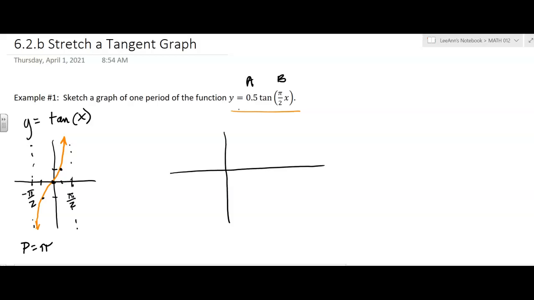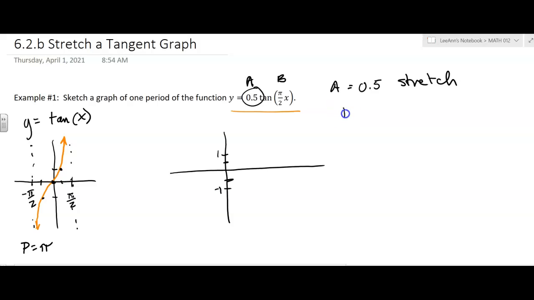Okay. So first let's look at the, not amplitude, there's no amplitude. We're going to look at the stretch factor. So it's 0.5 for the stretch factor. So there's no reflection about the x-axis. It's not negative. And so we know instead of going up to 1 like we normally would and down to negative 1, we're only going to be going to 0.5 and negative 0.5 for those points. This graph does not have a vertical shift or a horizontal shift, so we're just working with a stretch factor and a change in the period.